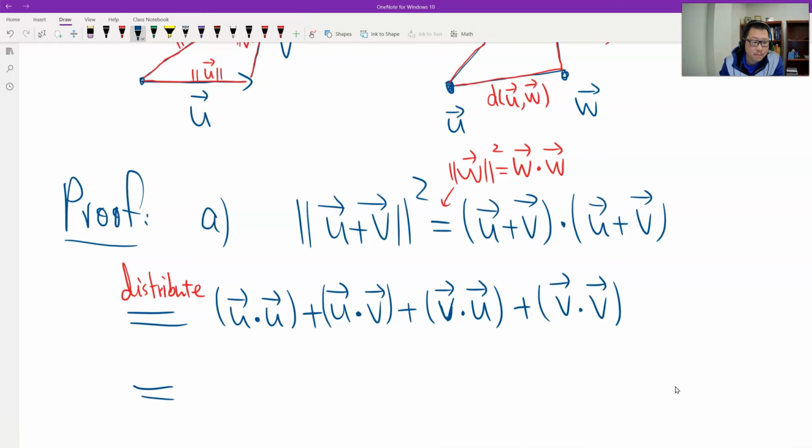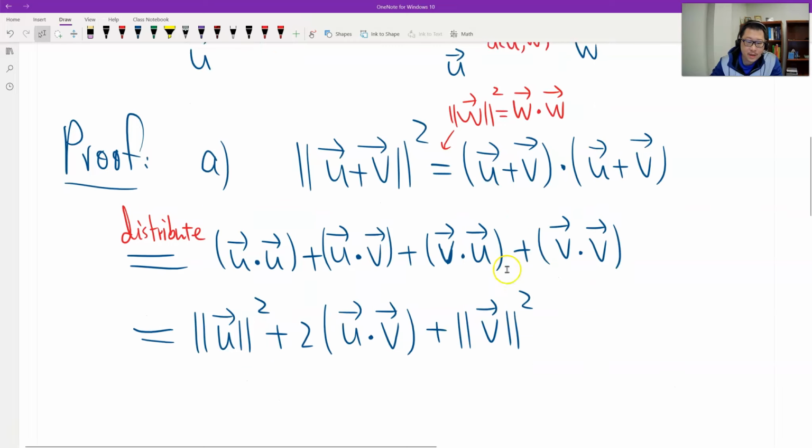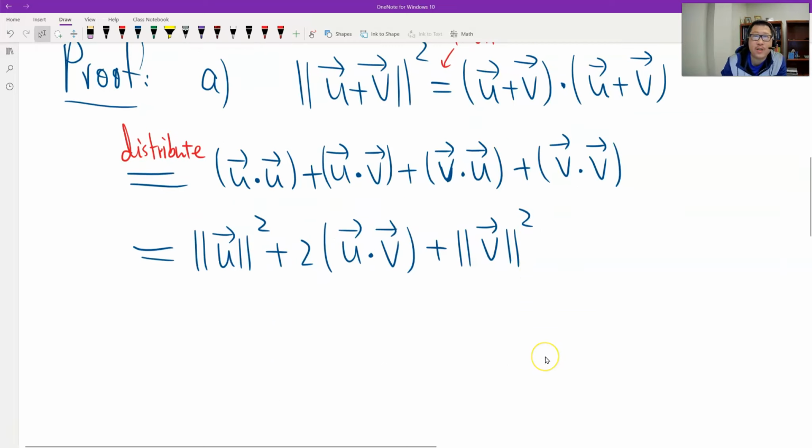The second two terms are the same because of commutativity, symmetry. So therefore it is 2 times u dot v. They are the same. And then the last, of course, is the norm of v squared. And then Cauchy-Schwarz.